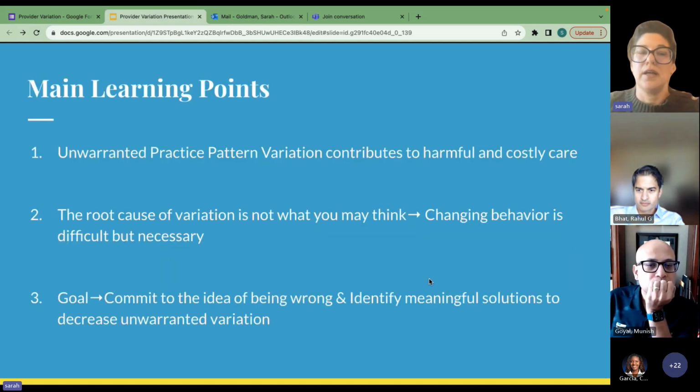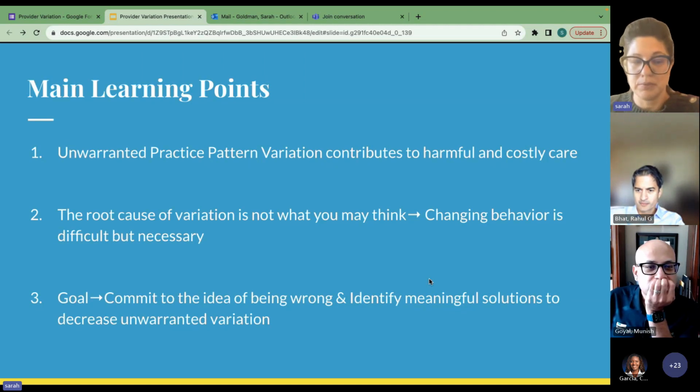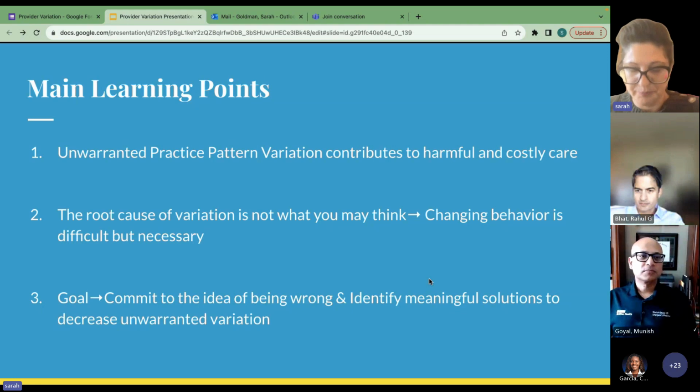We're going to be talking about a lot of different points today, but if I can really have you take home 3 main learning points, it's this. Unwarranted practice pattern variation contributes to harmful and costly care. The root cause of variation is not what you think, right? Changing behavior we know is difficult, but probably necessary.